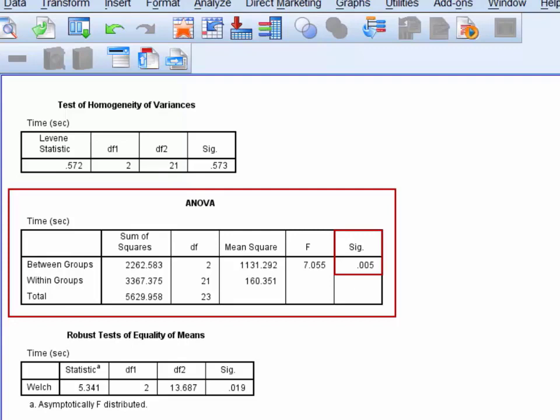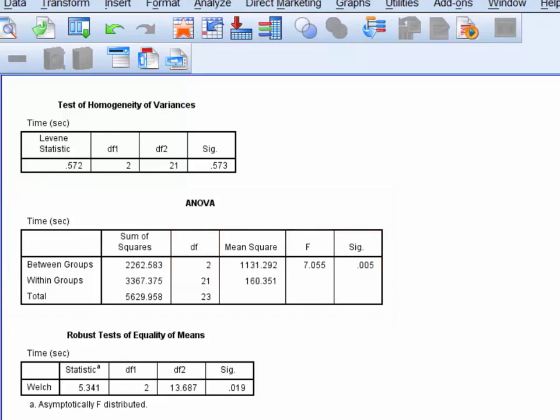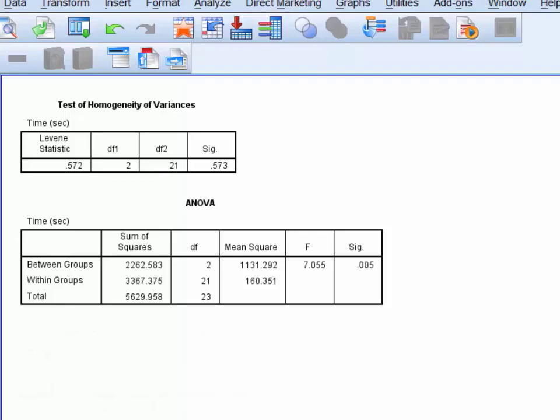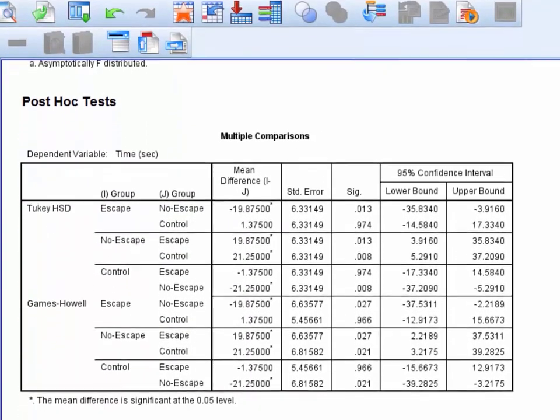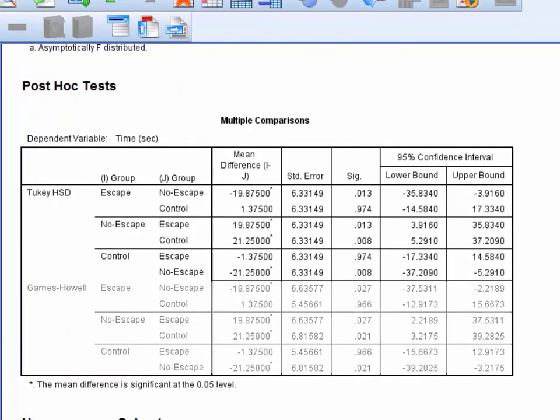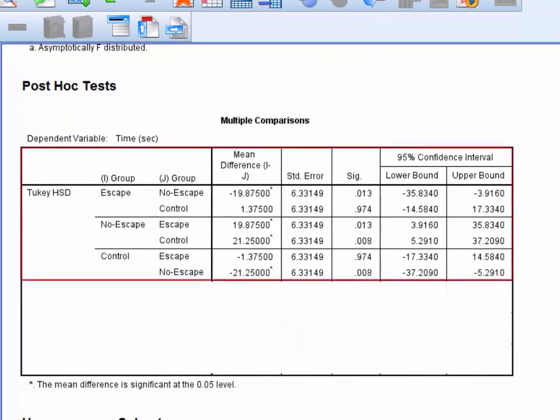To find this out, we need to look at the results of the Tukey post hoc tests. The degrees of freedom, F ratio, and significance levels should be noted down, as they'll be required for your results. The robust tests of equality of means table can be ignored, as homogeneity of variance is assumed. Likewise, the Games-Howell section of the multiple comparisons table can be ignored. Instead, we'll focus on the Tukey HSD or honestly significant difference section.